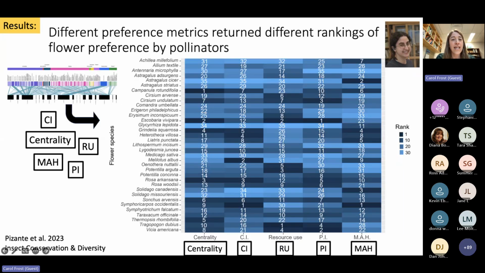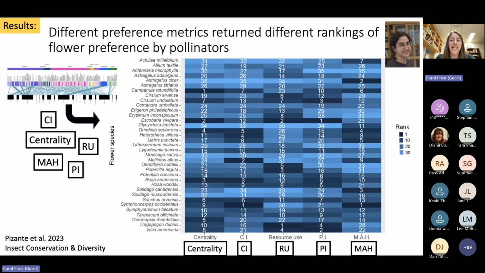Now, this was the answer to the question. Different preference metrics returned different rankings of flower preference by pollinators. So remember, we calculated all of these preference metrics from this data set and then produced this table. So we've got flower species listed here, and we've got each flower species ranking by each metric. And so dark blue is a rank of 1. So if all of these metrics returned the same view of which are the preferred flower species, we should see rows of constant color across this heat map, but we don't.